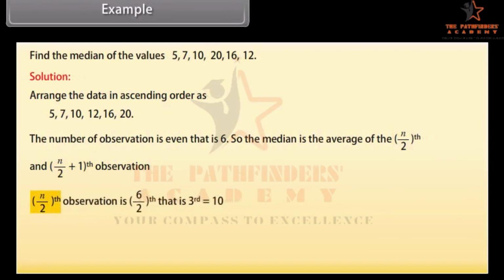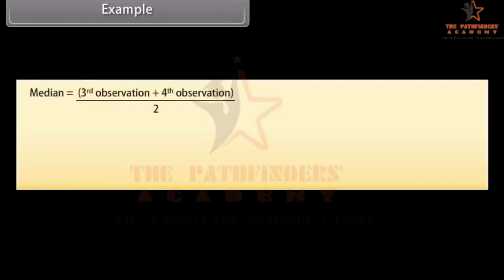N by 2th observation is 6 by 2th, that is, third, equals 10. N by 2 plus 1th observation is 6 by 2 plus 1th, that is, fourth, equals 12. Median is equal to third observation plus fourth observation by 2, which equals 10 plus 12 by 2 equals 11.